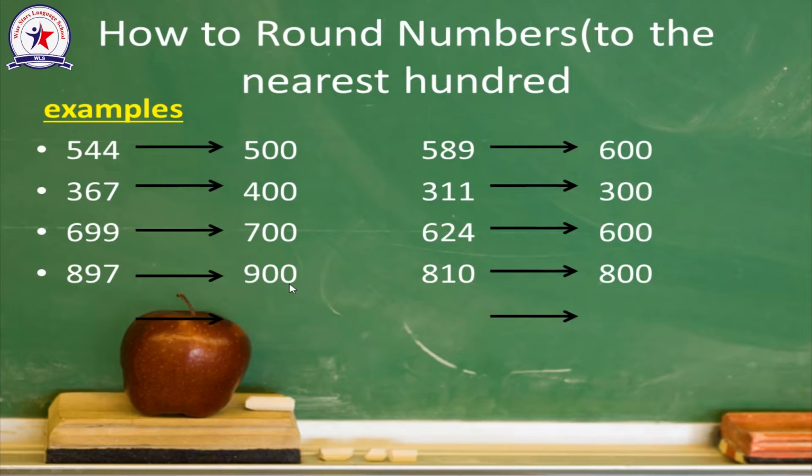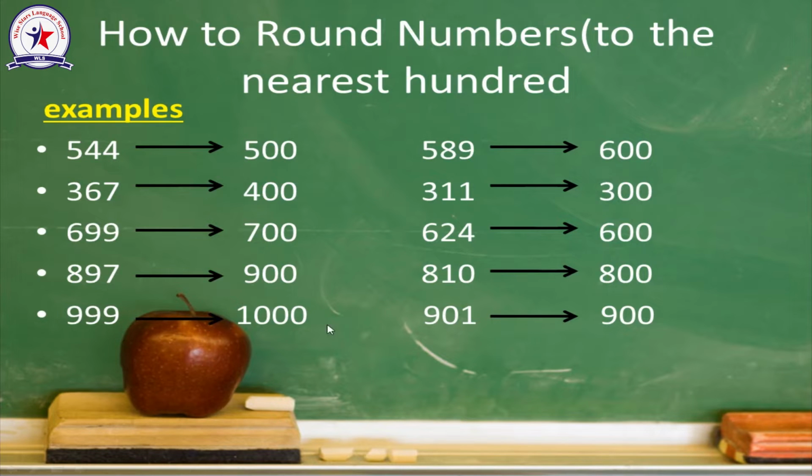897. At first put 2 zeros. Then look at the tens. Here we have 9. 9 sure is greater than 5. Then add 1 more to the hundreds. 8 is going to be 9. Here we have 810. At first put 2 zeros. And look at the tens. Here we have 1. 1 sure is less than 5. Then keep the rest as it is. 8 will be 8 as it is.